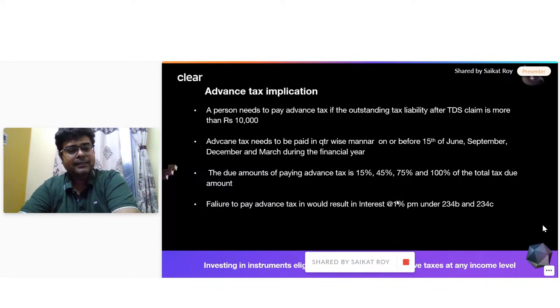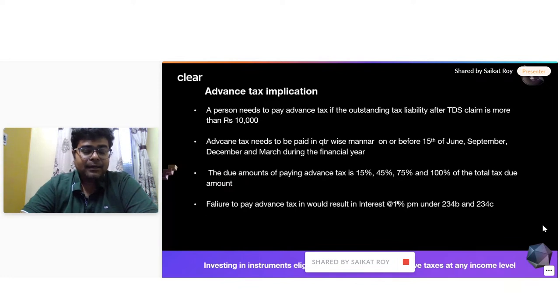Failure to pay advance taxes will result in penalty under two different sections, interest under two different sections, right? Normally, advance tax needs to be paid in a quarter-wise manner on 15th of June, 15th of September, December and March during the financial year in question in which the transactions are taking place. Furthermore, 15%, 45%, 75% and 100% of the total tax due need to be paid within those due dates.